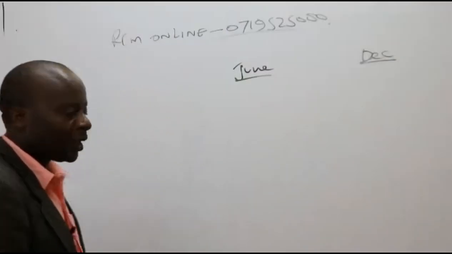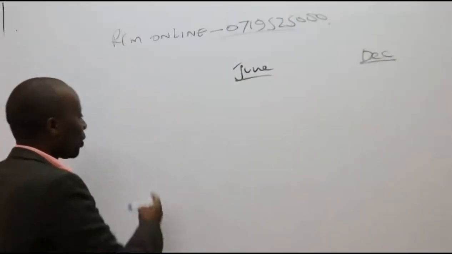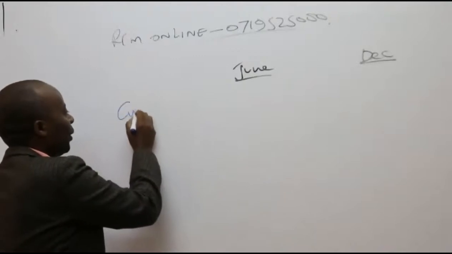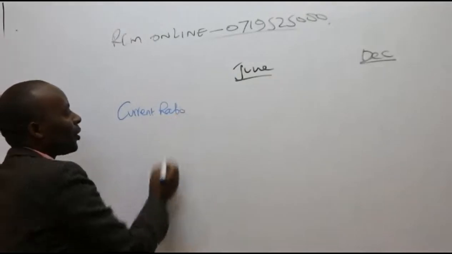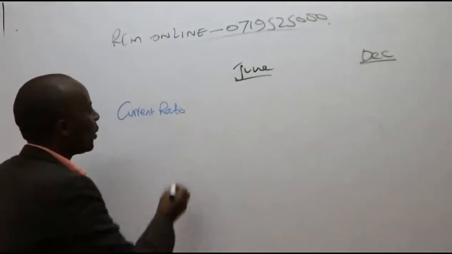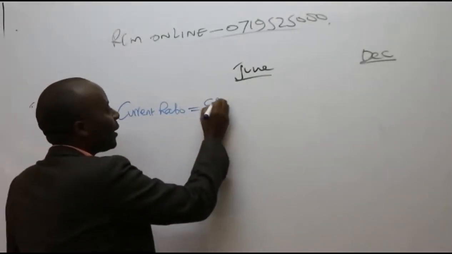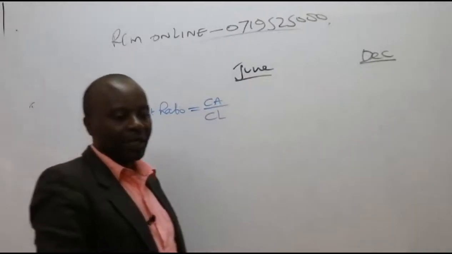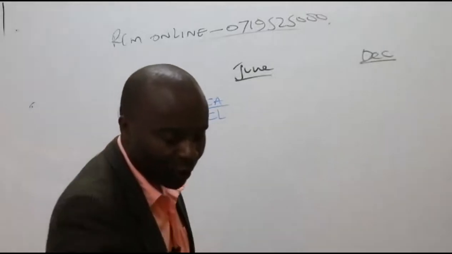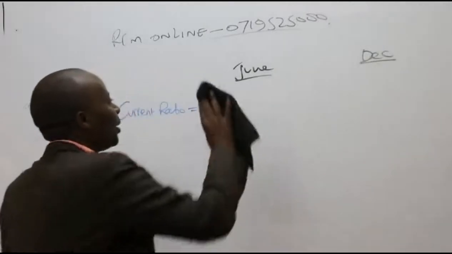Okay, so we can look at the liquidity ratios. The first one, let's begin with the current ratio. So how do we get the current ratio? To get the current ratio, we normally look at the current assets all over the current what? Liabilities.